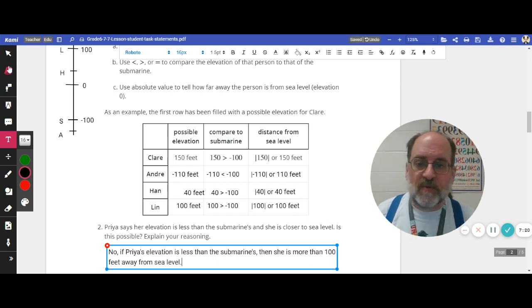Notice what we're doing here. We've been talking about inequalities and how we write inequalities with elevation, but we've also been using absolute value and talking about the distance from a number to 0.